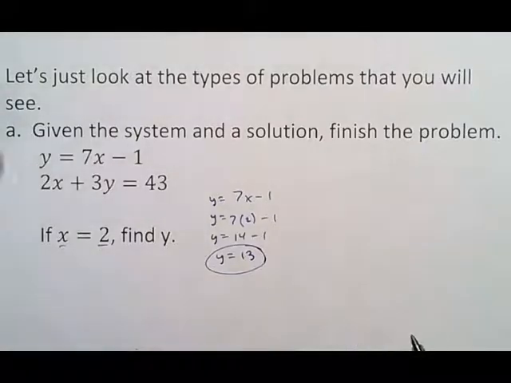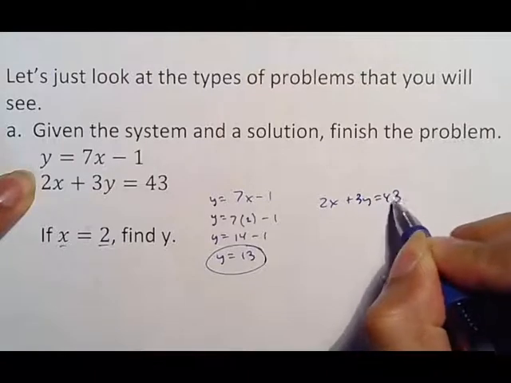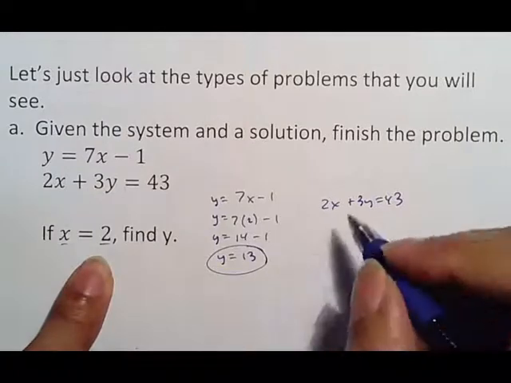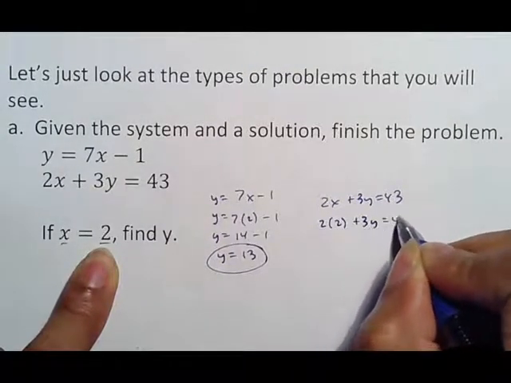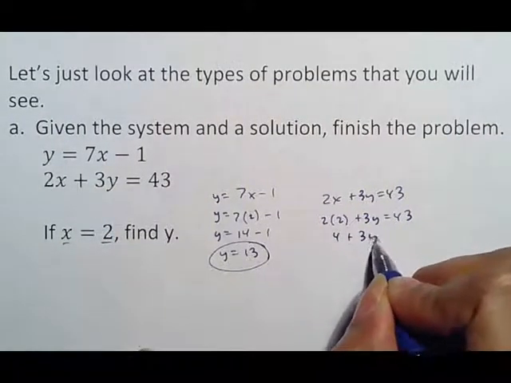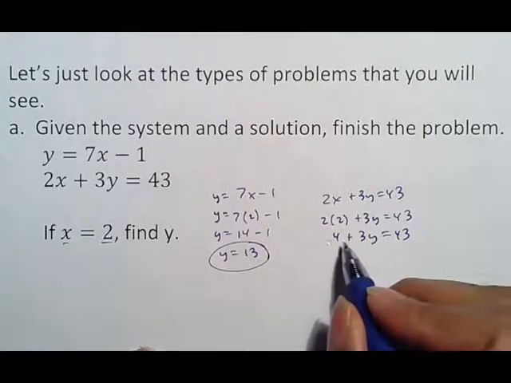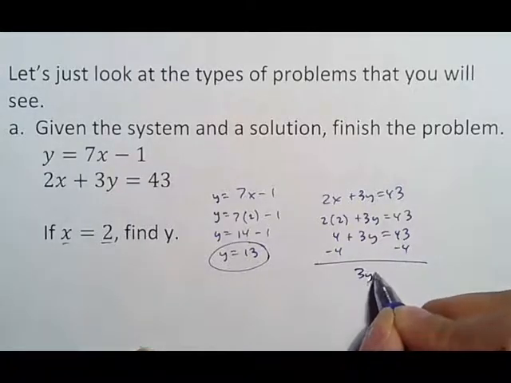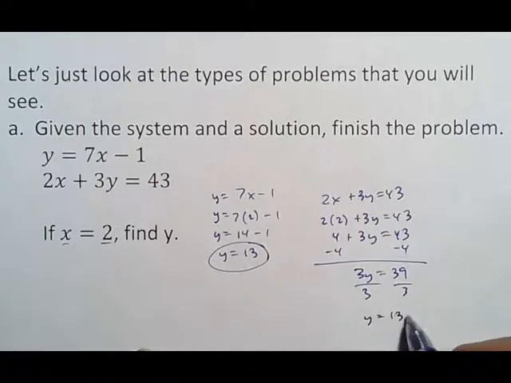So some of you might say, well, what if I don't want to use that? You don't have to. 2x plus 3y equals 43. The bottom line is that you have to copy one of the two original questions and simply substitute. So with that being said, we now turn our x into a 2. You then do your multiplication. So 4 plus 3y equals 43. You then do your algebra. Since 3 is attached to y, we get rid of this 4 by subtracting it. And then look at this, when you divide 39 by 3, guess what you still get?